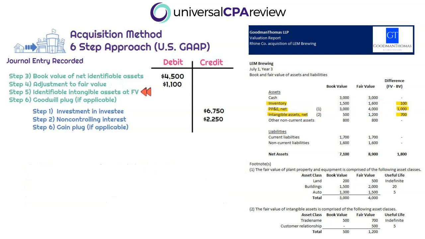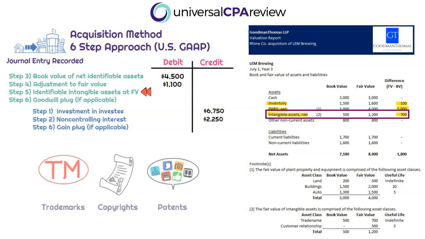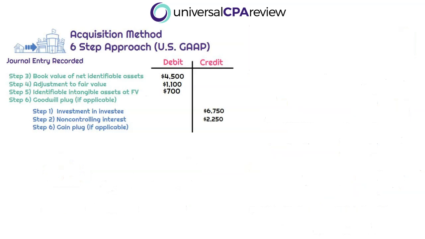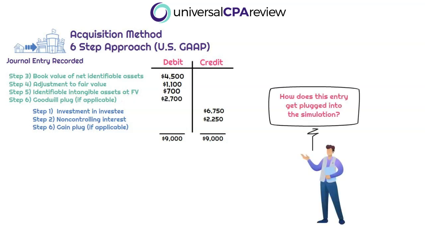So step 5 is pretty much the same as step 4, except this time we're focused on intangible assets. Looking at that same exhibit, we can see that the book value was 500 for intangible assets, but the fair value was 1,200. And so that difference of 700, that's going to be our debit here. So now we get to step 6, and step 6 can either be a plug to goodwill or a plug to a gain. Looking at the credit side, it totals to 9,000. On the debit side, we're short of 9,000 by 2,700. So that means we're going to debit goodwill for 2,700. So that is the full elimination entry using our 6-step approach.